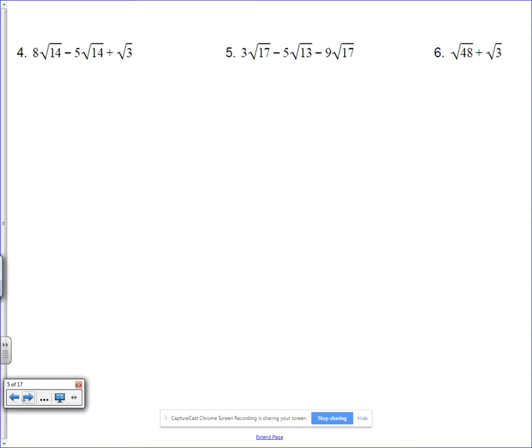And this one doesn't. So I ask you, what parts of this can I put together? The radical 14's, right? I have 8 of them, and I subtract 5 of them. What does that give me? 3 radical 14s. Now, does that plus radical 3 get to go with anybody? So what do we do? We drop it down. Just like you would do if it was a variable. Does that make sense, everybody?